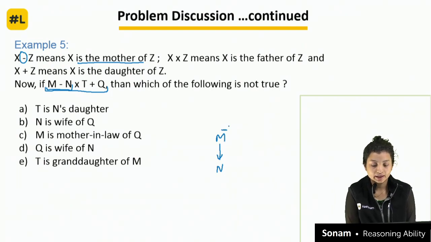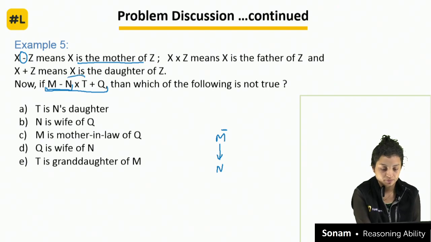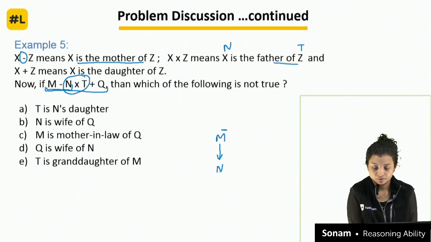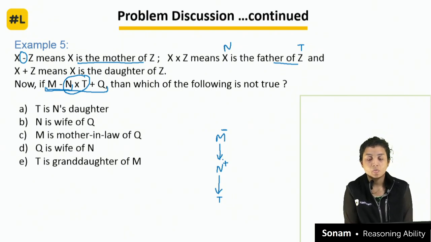Okay. N into T. What does N into T represent? This part, N into T. So it means N is father of T. Correct? N is father of T. So it is male. Right?